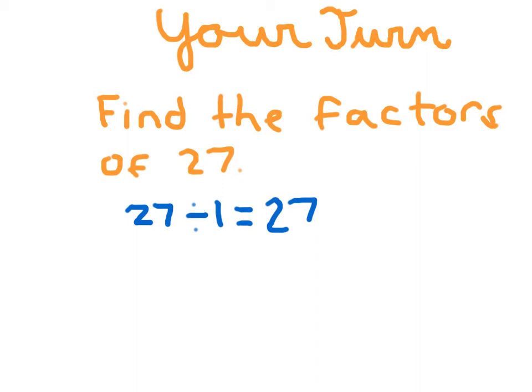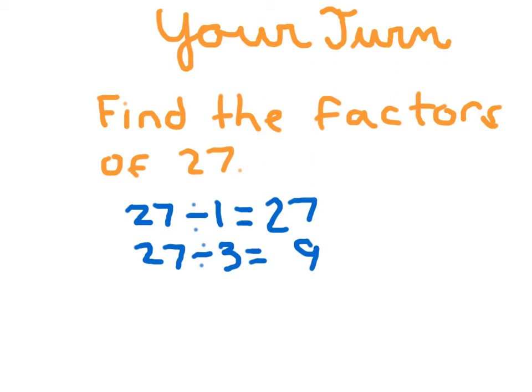Is 27 divisible by 2? It's not even, so no. 27 is divisible by 3. And then so 27 divided by 3 is 9. Is 27 divisible by 4? Nope, that would be 4 with a remainder of 1, so it doesn't divide evenly. 27 is not divisible by 5, because again, that ones place is not a 0, and it is also not a 5. Is 27 divisible by 6? Answer to that is no.